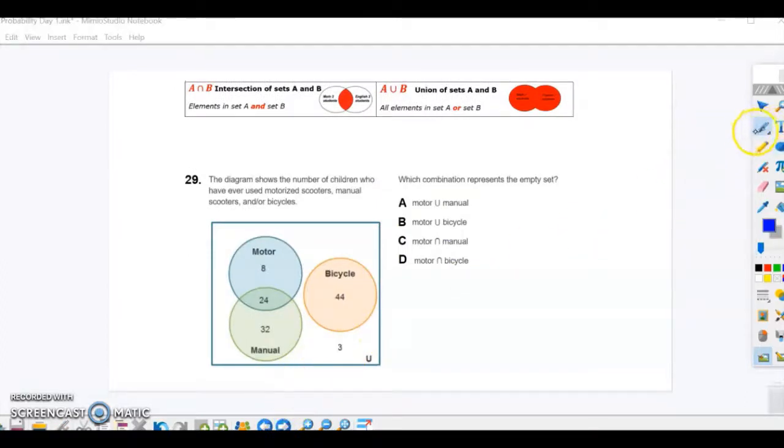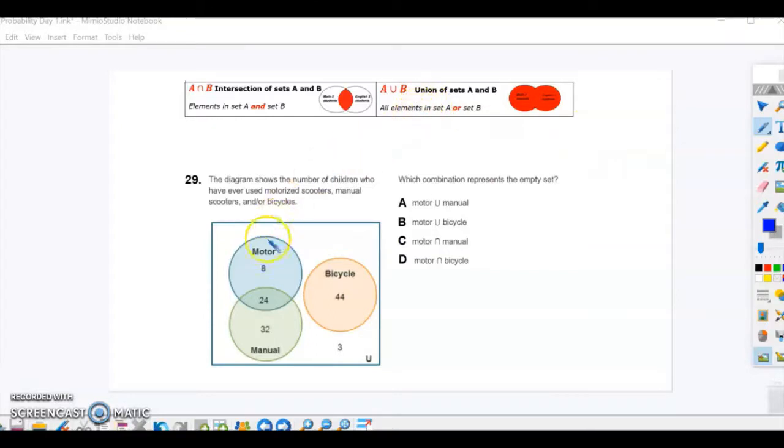Okay, which combination here represents the empty set? So meaning there would be no elements in the set. We've got children who have used a motorized scooter, manual scooter, and bicycle, and then 3 have not used any. Let's look at motor union manual bike. What would motor union manual bike mean?